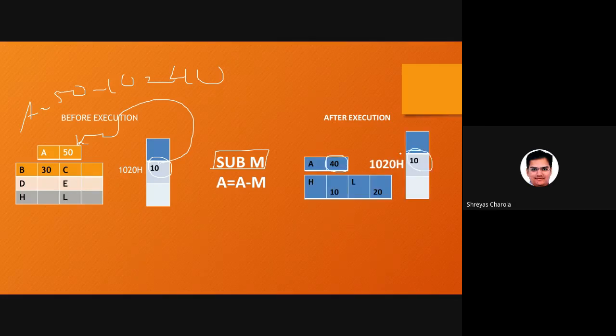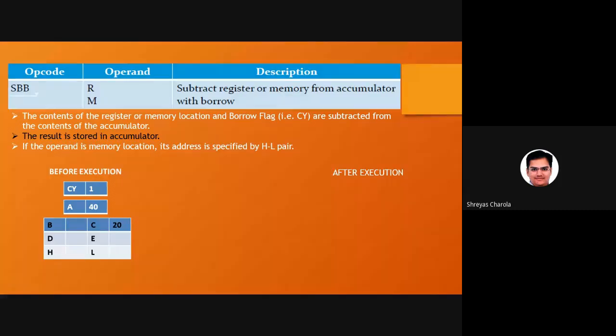Rest of the data will remain as it is, okay? It won't change. I just forgot to write it over here, 10 and 20. That is the mistake. Fine, but then also you wrote the answer. Good.